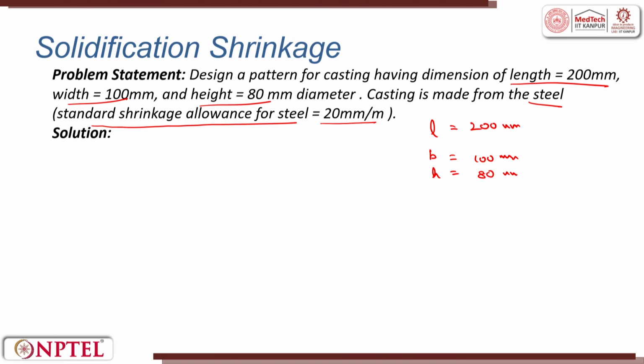For each of them it is again a very simple problem, because it is length into breadth into height and shrinkage is given 20 millimeters per meter, which means shrinkage is equal to 0.02. So, we need to design a pattern for this. So, to design the pattern, I will put L dash, B dash, H dash as the dimensions of the pattern.